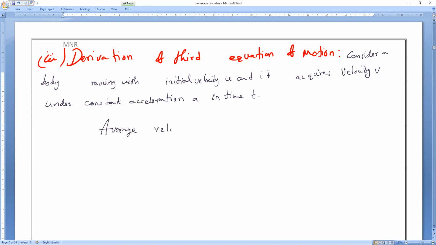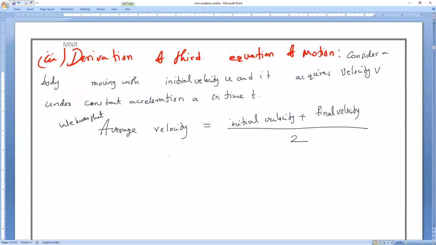So then what is the V average? V average equals initial velocity plus final velocity divided by 2. So V average is equal to u plus v by 2. Let me take this as equation 1. Any doubt, anyone?